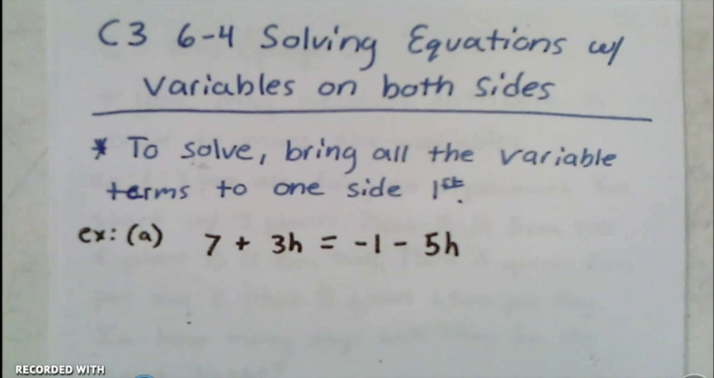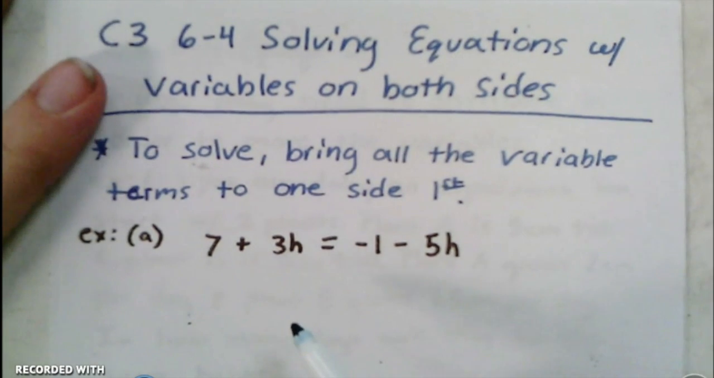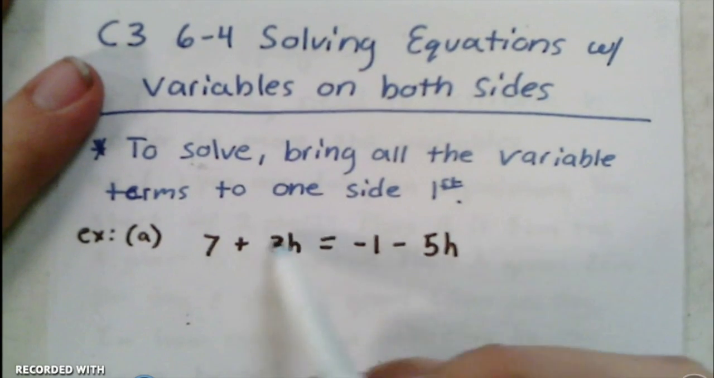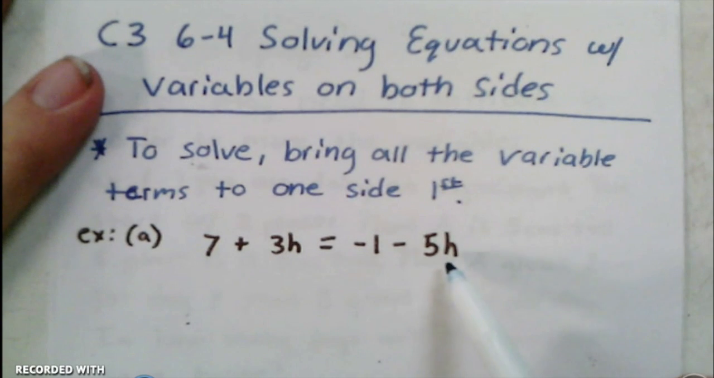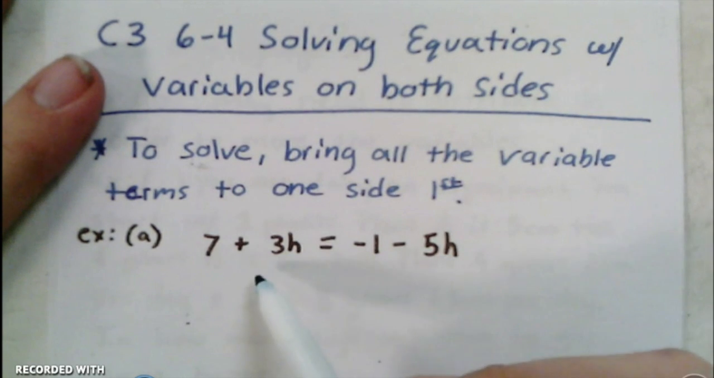and 8th graders. We're here with lesson 6-4 on solving equations with variables on both sides. To solve, you have to bring all the variable terms to one side first. So here we go. We have example A. So here I have a 3h and here I have a 5h. You could either bring the 3h over here or you could bring the 5h over there.